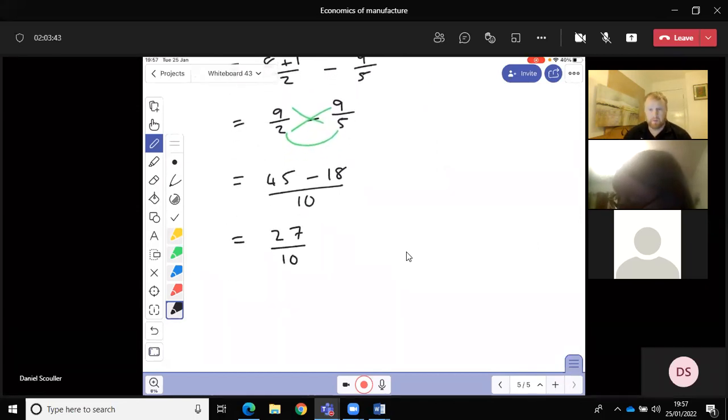In this case, 27 over 10 doesn't simplify any further. Okay, so if 27 came up, I'd look for some things dividing by 3. So 3 goes into 27, but it doesn't go into 10, so that can't be it. Nothing else really goes into 27. 10 certainly doesn't, so we can't simplify it that way. So 27 over 10 doesn't actually simplify any further.